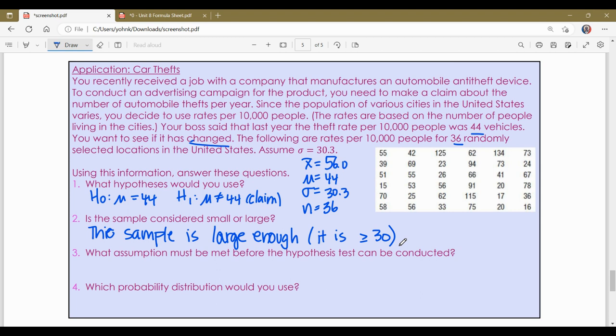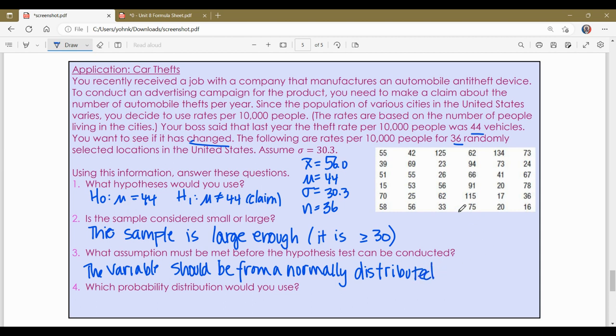What assumption must be met before the hypothesis test can be conducted? It has to come from a normally distributed population. So the variable should be from a normally distributed population. I already know that the first assumption is met because I was told in the problem that we randomly sampled the 36 locations. So that's assumption 1. And then assumption 2 is that it's got to come from a normally distributed population.